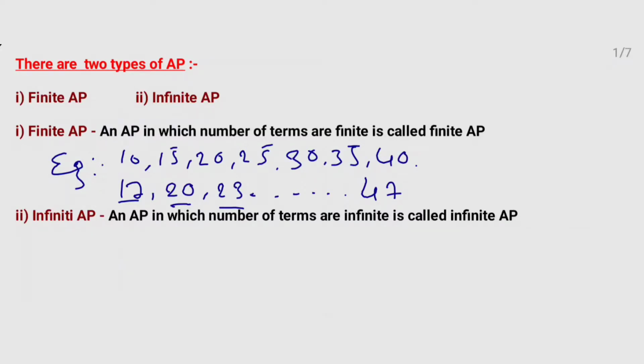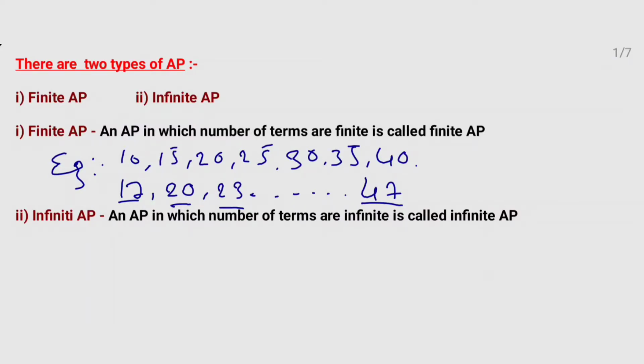Here also the difference is 3 and the last term is 47. So here the total number of terms is 11. So it is also a finite AP. Is it clear? And next one, infinite AP.